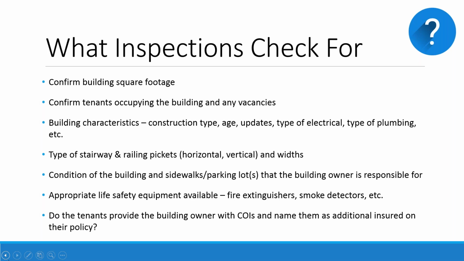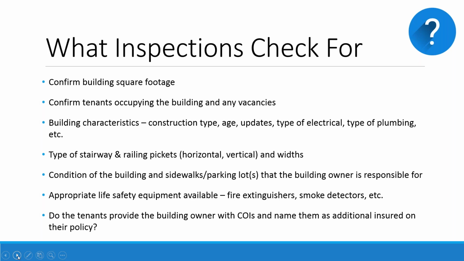And then also we're looking for the width in between the railings. So generally speaking, no more than 4 inches. Some carriers will go up to 6, but generally speaking, 4 inches is the max you want to go with on those widths. And then they're also going to check, like I said, the condition of the building. Say it's a frame building with stucco on it, is there stucco coming off the building? Are there holes? Things like that. They're going to be looking for those things just to make sure that the building is up to standard, up to par. And then the sidewalks and the parking lot that the building owner is responsible for.